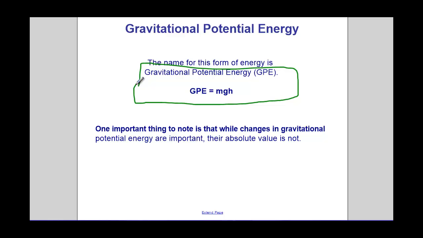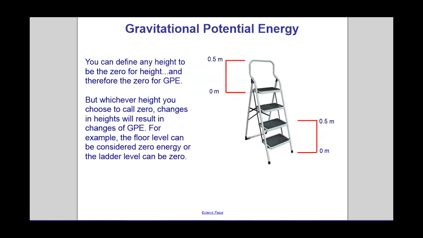So the name for this form of energy is called gravitational potential energy, GPE, and that equals mgh. One important thing to know is while changes in gravitational potential energy are important, their absolute value is not. So what they show here is 0 can be wherever you choose it to be. It could be the floor, measuring up to here, and that gives our height of 0.5. Or if we make this our 0 point and it goes up, that makes a height of 0.5. You have to pick where it starts at and call that 0. And you need to always be measuring for that.